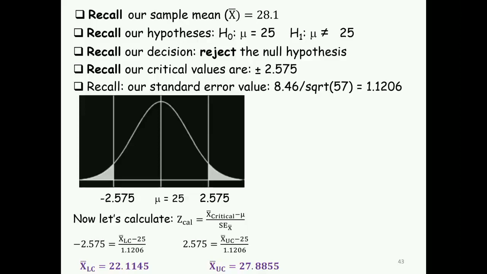So is it clear? We need this one when we do the type 2 error. Okay, so the reason why I reject is simple. Because this is a rejection area, this is a rejection area. So anything to the right of this one is rejection. 28.1 to the right.